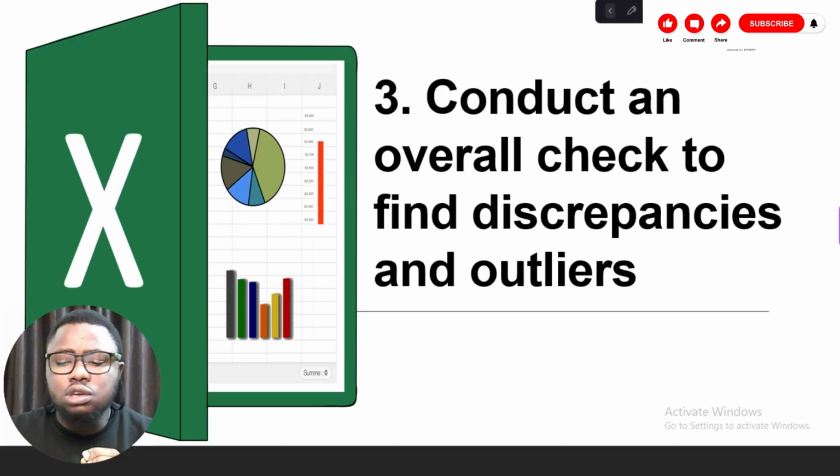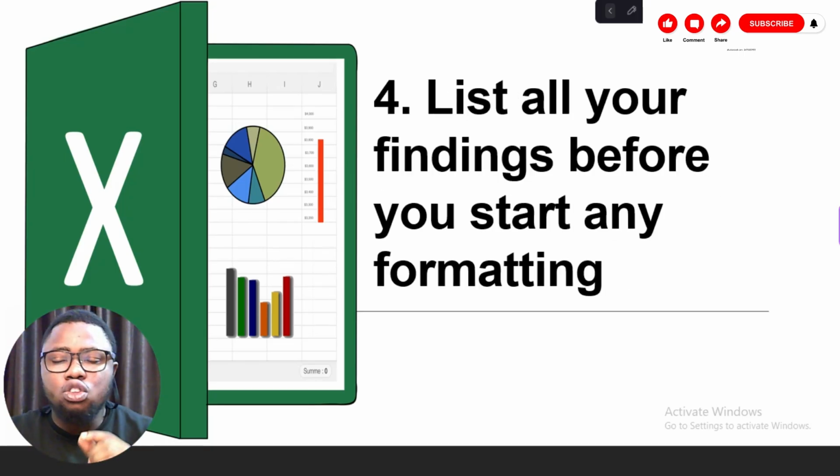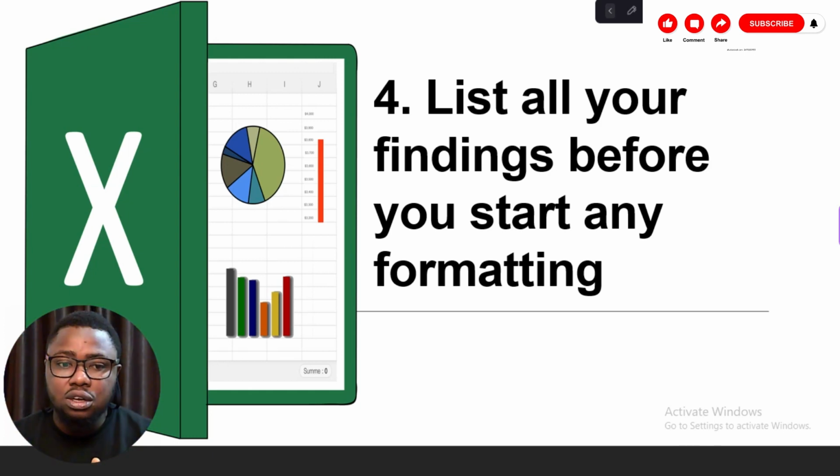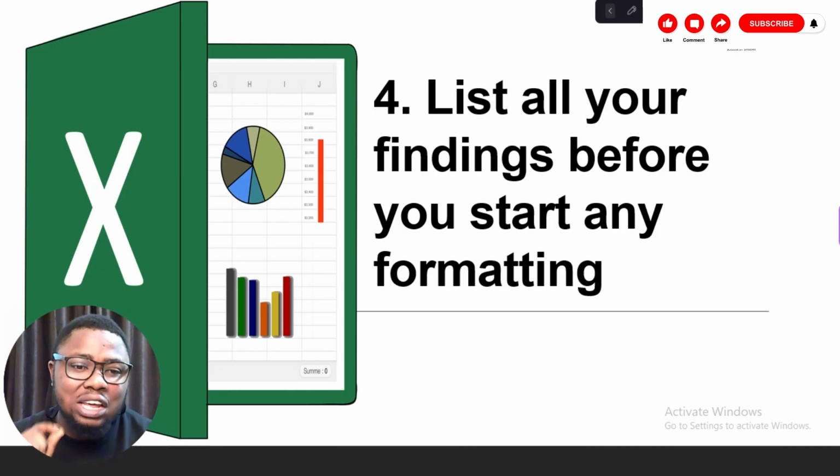So once you find them out, that leads us to number 4. Number 4, you must list down all your findings before you start formatting so that you will not miss out on any of them. Don't just do it in your brain.